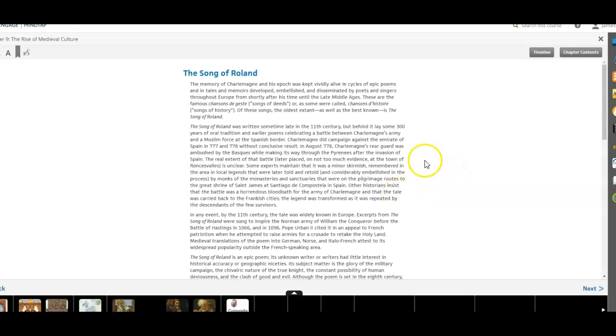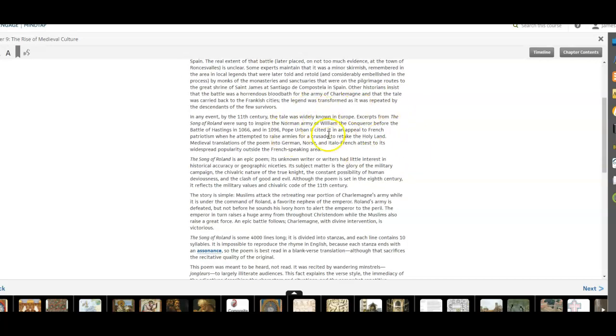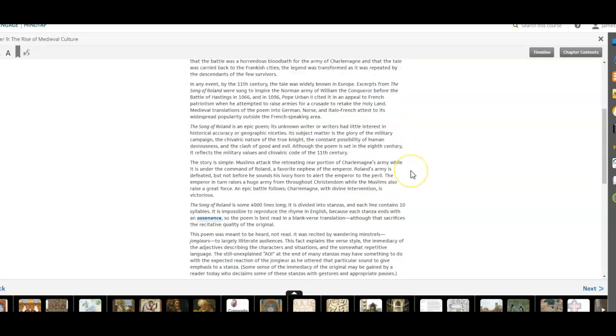There we go. This is about the Song of Roland. And when you look at this particular aspect, it even goes into the detail about what this topic covers. It sort of gives you a summary of what the story is about. It's an epic poem, set in the 8th century, but really about the 11th. So it was written about 200 plus years after the actual event.